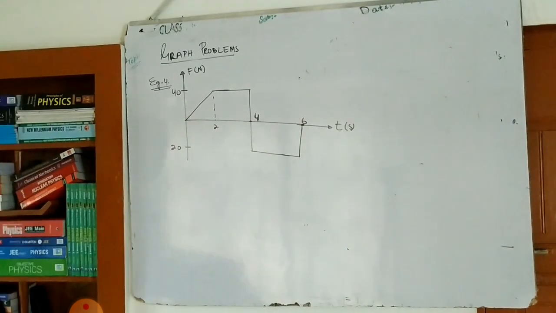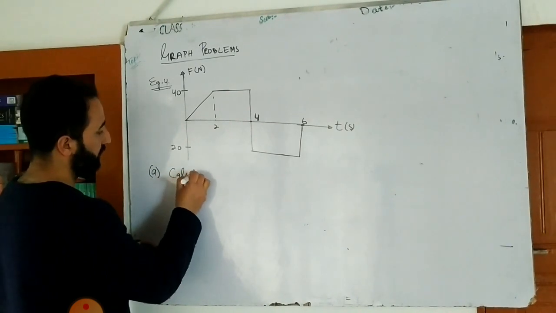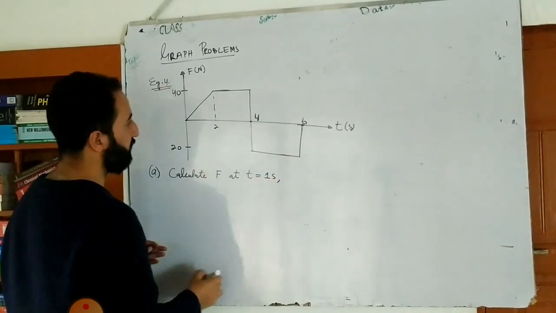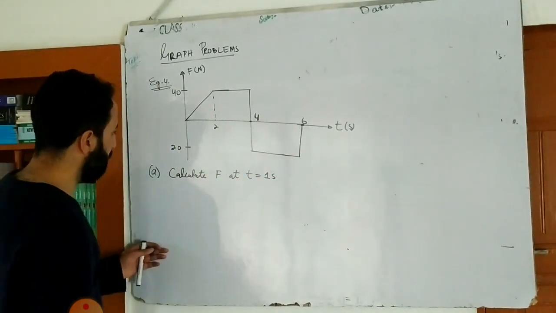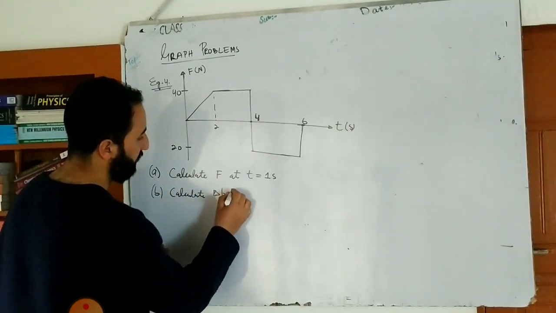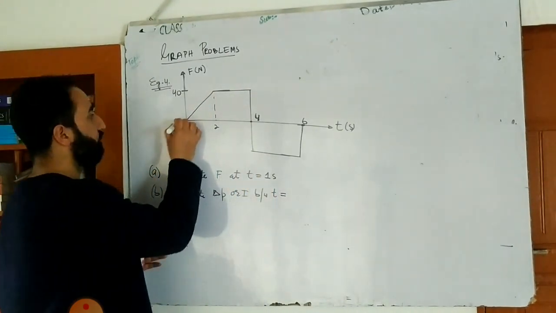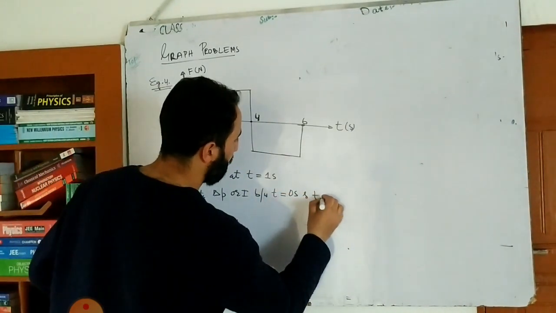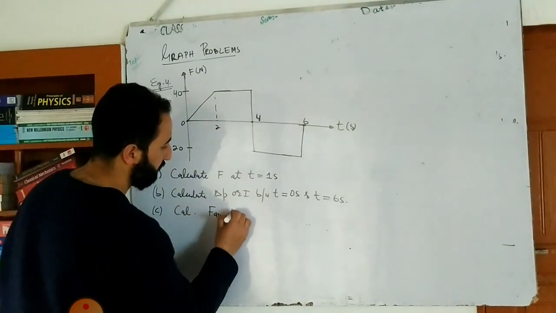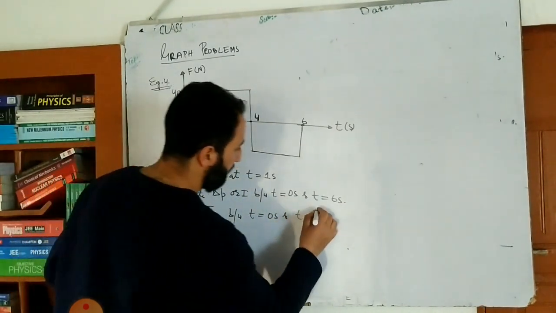Okay, so first of all, A part is like this. A part: calculate F at t equal to 1 second. Okay, only at 1 second. B part is like this: calculate delta P or impulse between t equal to 0 seconds and t equal to 6 seconds. And C part is calculate F average between t equal to 0 seconds and t equal to 4 seconds.